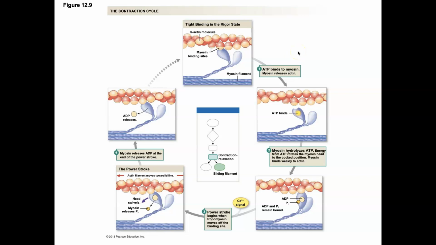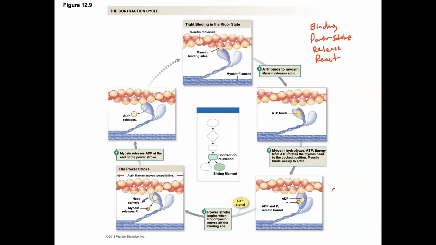Let's talk about the sliding filament mechanism, also called the contractile cycle. When we look at a contraction cycle in skeletal muscle, the things we really want to consider are binding, the power stroke, the release step, and the resetting step. If you can remember binding, power stroke, release, and reset, you essentially can learn the sliding filament mechanism. So what's going on in the binding step of the contractile cycle?